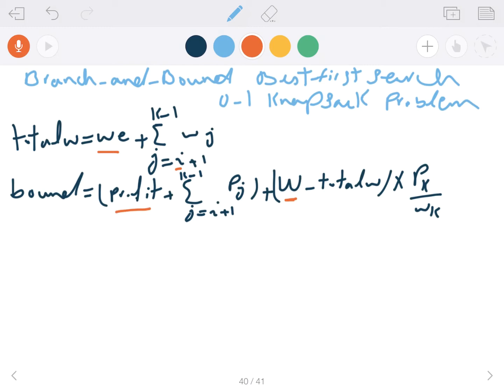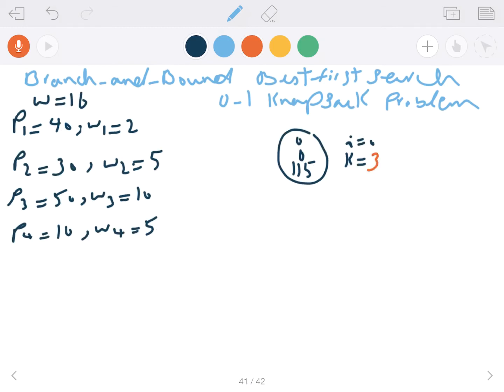Now let's go to our example. I'm not going to calculate the values here, because in the previous video we calculated some of the values. So I'm going to show you the values and see how the best first search and branch and bound work on the 0-1 knapsack problem.